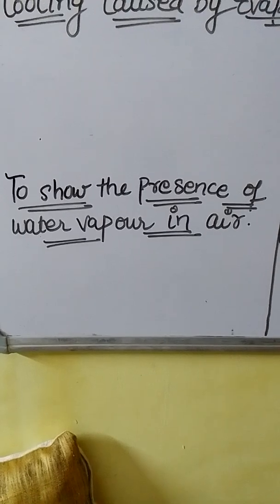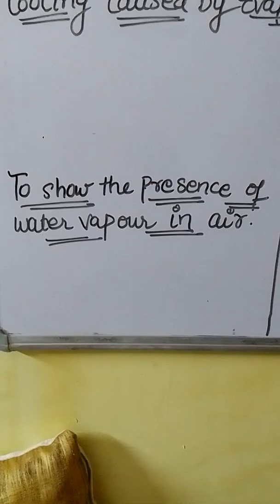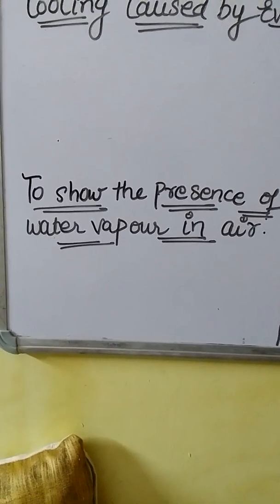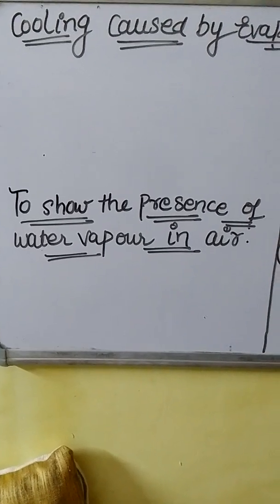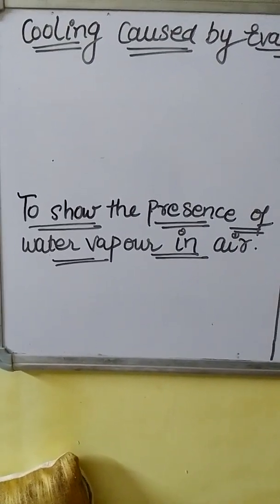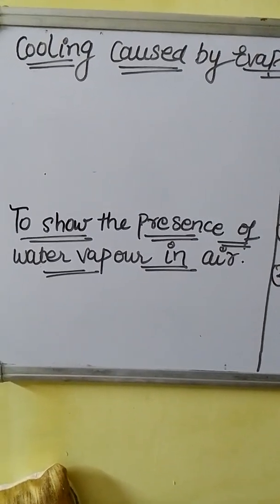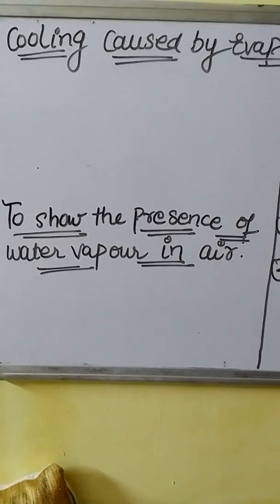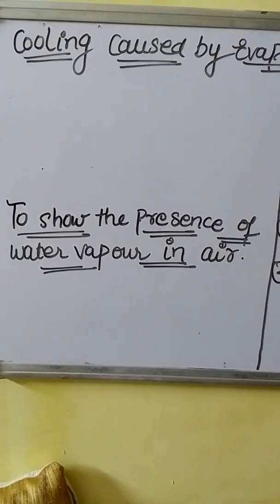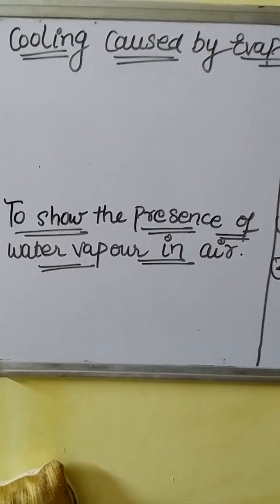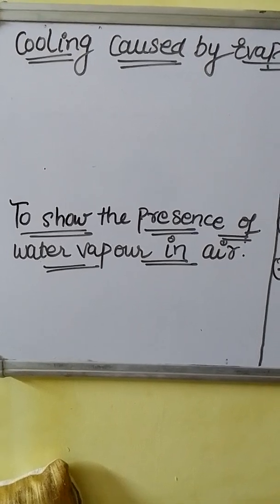The cooling caused by evaporation is based on the fact that when a liquid takes latent heat of vaporization, anything it touches gets cool. So let's take many examples to understand the cooling caused by evaporation. I will tell you many examples from the examination point of view, because these examples are very important. So listen carefully.